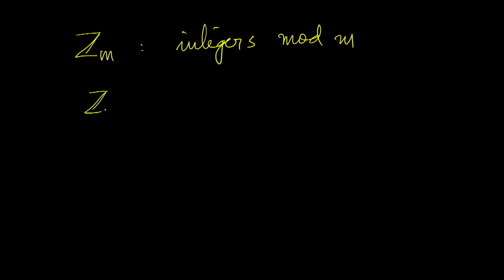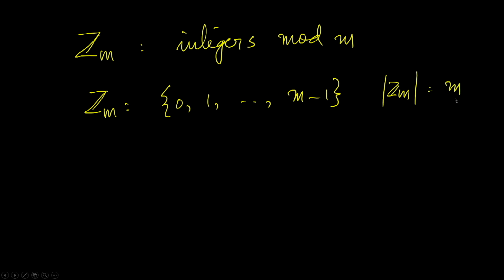By Zm, we denote the integers modulo m, that is Zm is 0 through m minus 1. The cardinality of Zm would be m. So, as you can see, Zm is a complete residue system modulo m. We can define the addition operation on Zm thus. You can draw up a table. So, here let us consider the table of Z5.